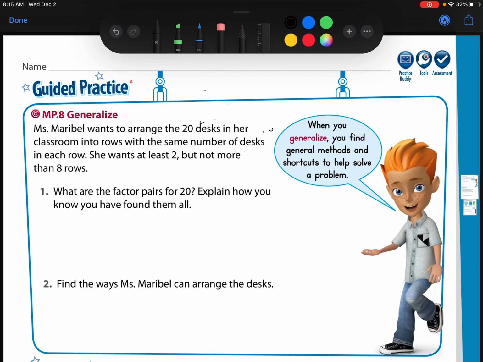Well, believe it or not, guys, we're halfway done with Unit 7. It's a short one. And today we're going to be working on factors again. Remember what factors are. Factors are when we multiply a number by another number to get a target number.